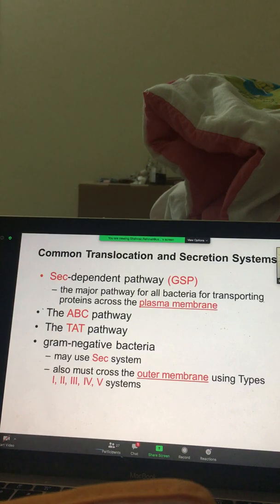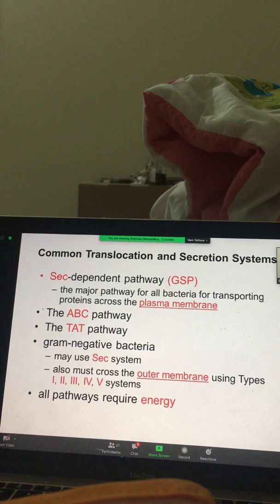But they must cross the outer membrane or be embedded in the outer membrane. Those secretion pathways are labeled in Roman numerals as type 1, 2, 3, 4, 5 systems. These operate only in the outer membrane, while the others operate in the cytoplasmic membrane, but they may be used in conjunction to allow the protein to get through the outer membrane also, or be embedded in the outer membrane. So whenever we are talking about secretion pathway 1, 2, 3, 4, 5, we are always talking about gram-negative bacteria. Have I made it clear? Yes. Wonderful.